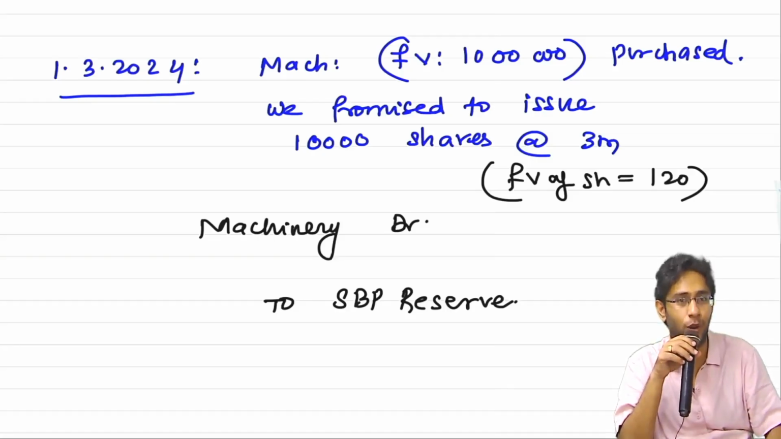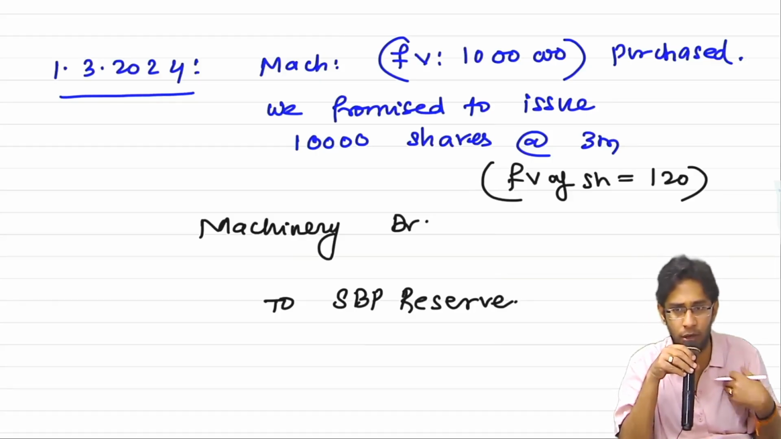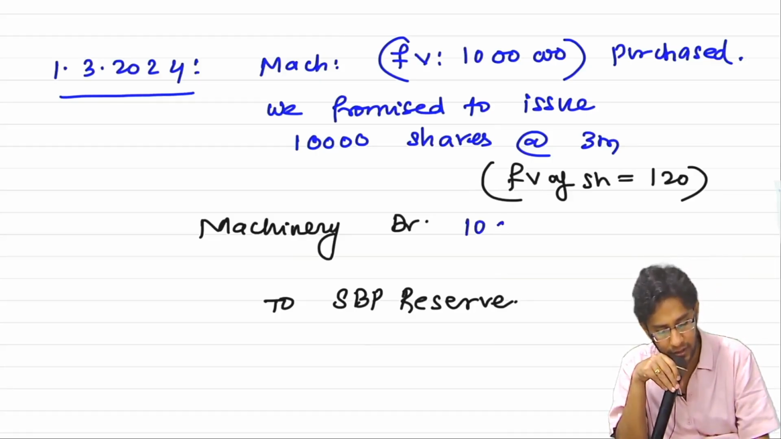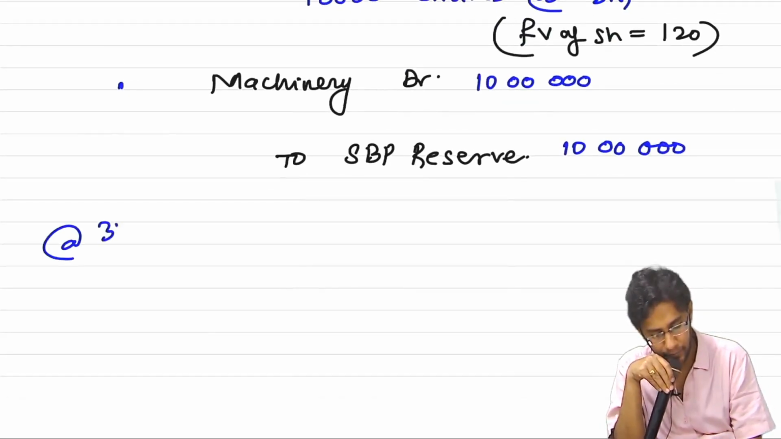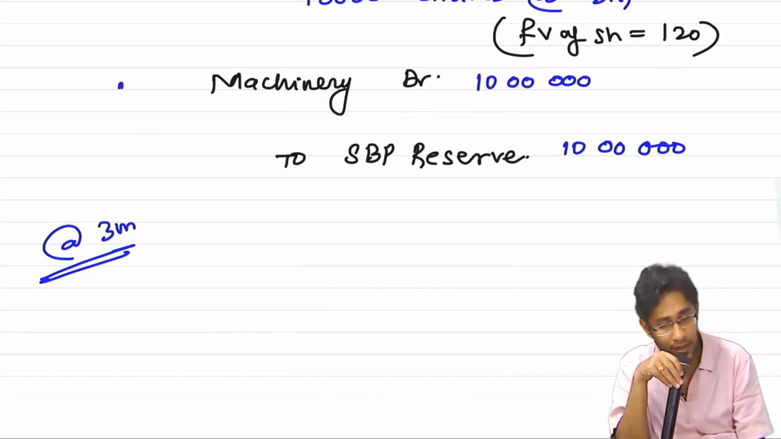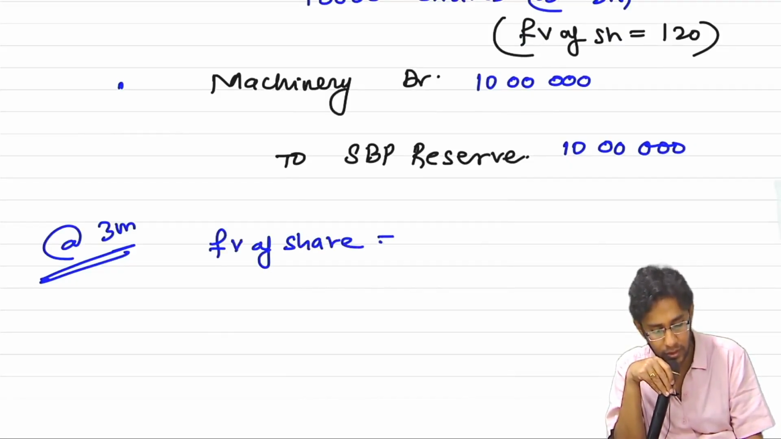So 10 or 12, first priority is always the fair value of what you are receiving. What am I receiving? Machinery. The fair value of the machinery is reliably measurable. Take that, finish it off. 10 lakhs. Now at 3 months' time, I have to issue shares. At that time, the fair value of the share is 150.